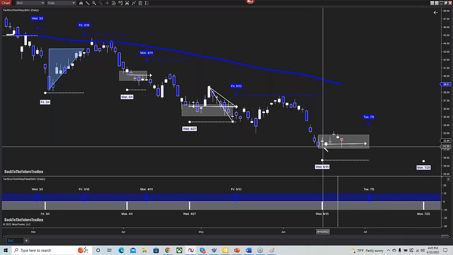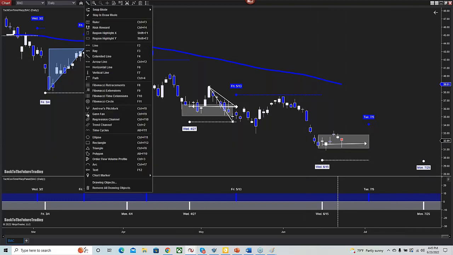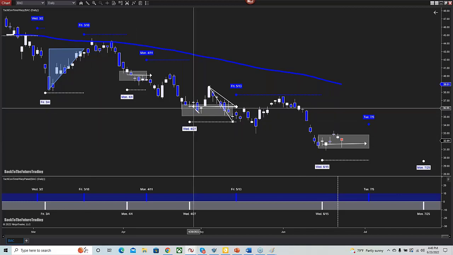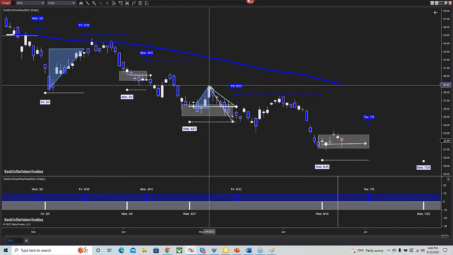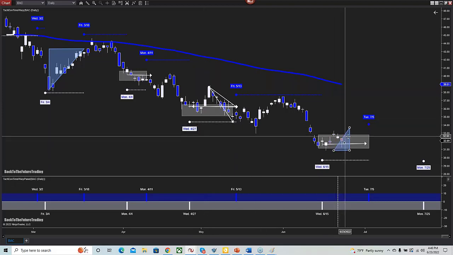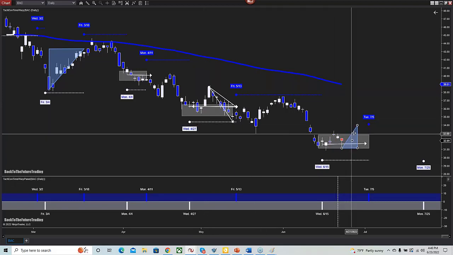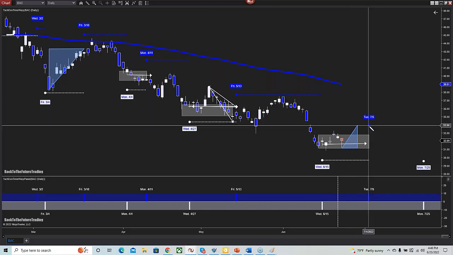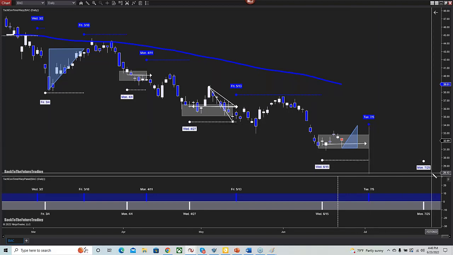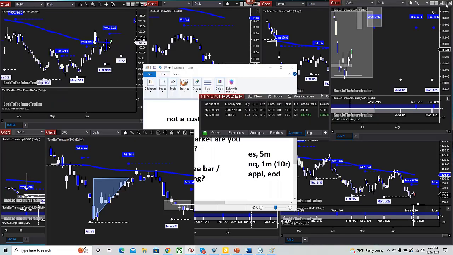So if we continue to stay inside this range of retracement and we don't go much higher than it by the next signal time, we'll probably see another dramatic drop in the Bank of America stock price on July 5th.